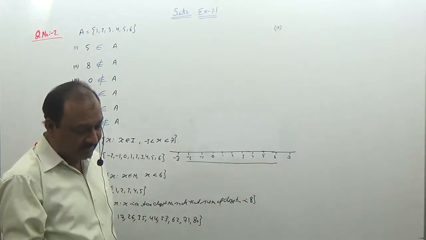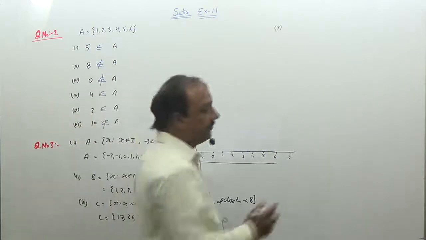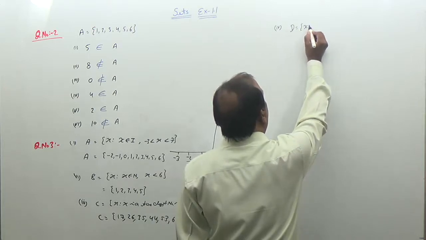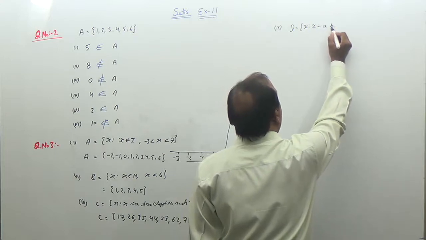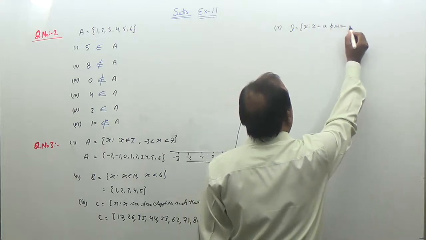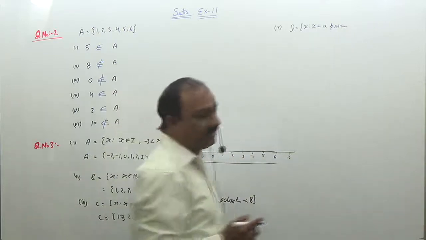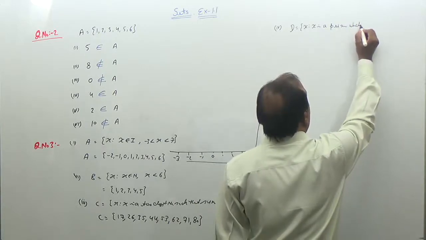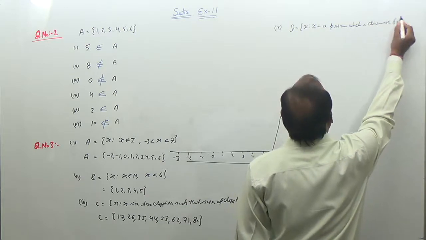D is a set of elements x such that x is a prime number which is a divisor of 60.